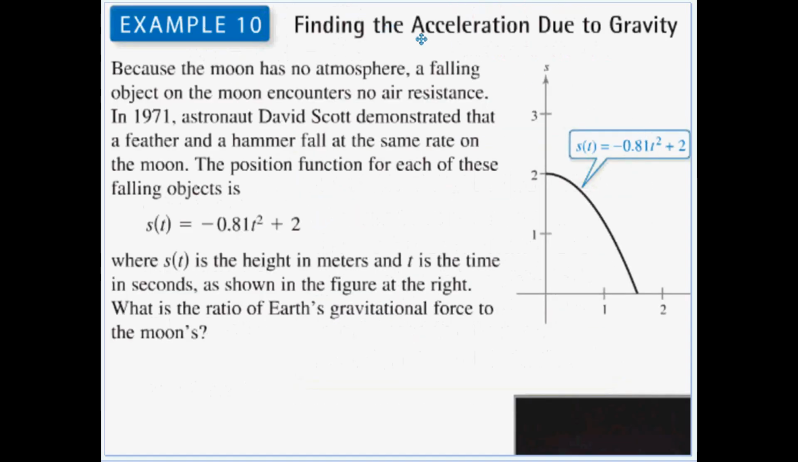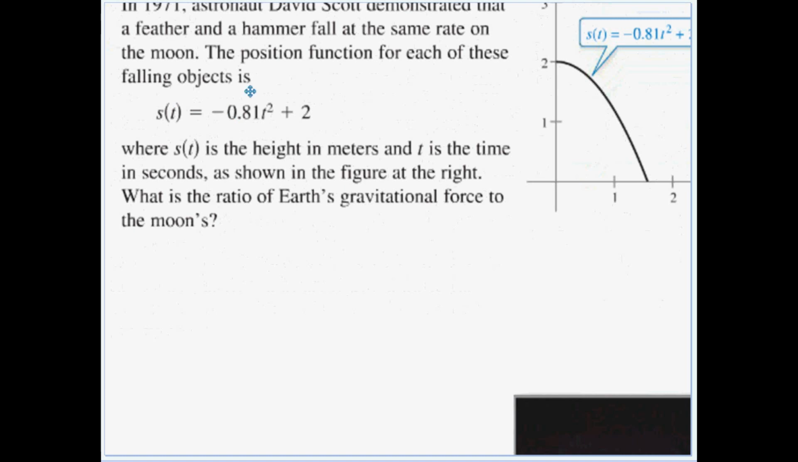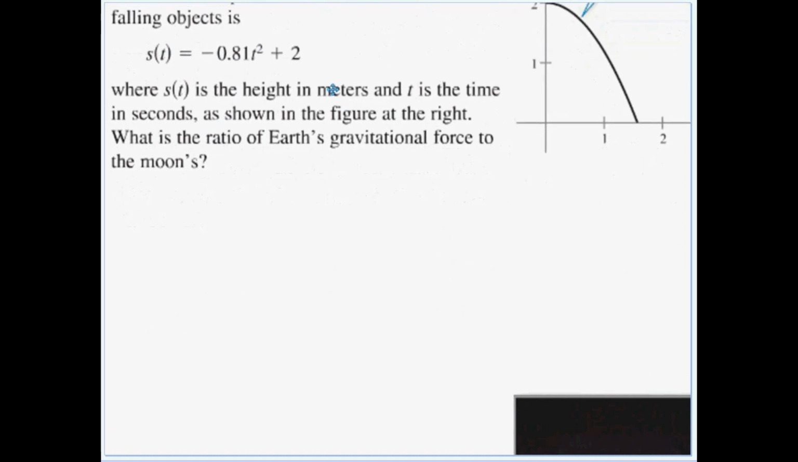All right, acceleration due to gravity. It says, because the moon has no atmosphere, a falling object encounters no air resistance. Back in 1971, astronaut David Scott demonstrated that a feather and a hammer fall at the same rate on the moon. The position function for each of these falling objects is right here. They have this position function, just for the moon. S of t is height in meters, and t is time in seconds.